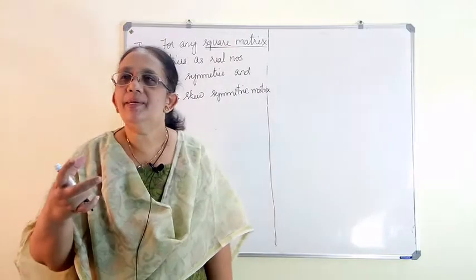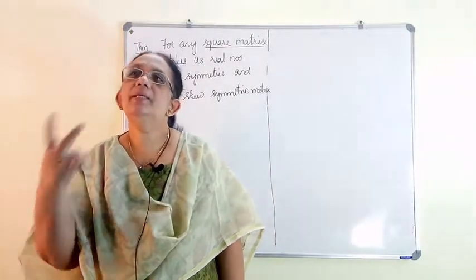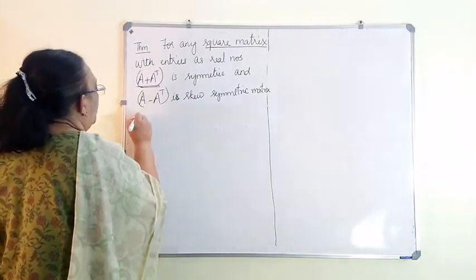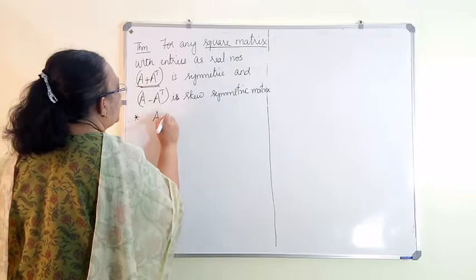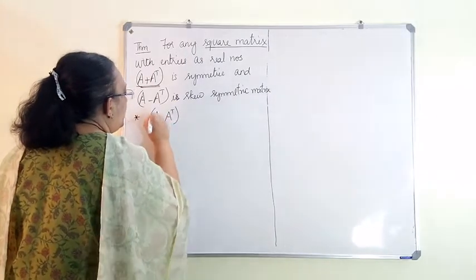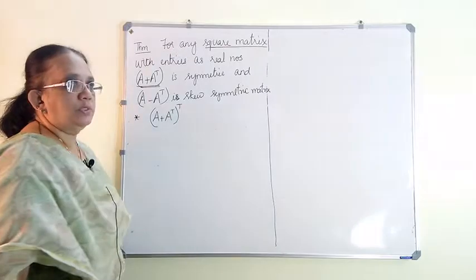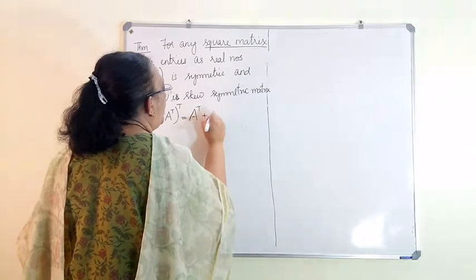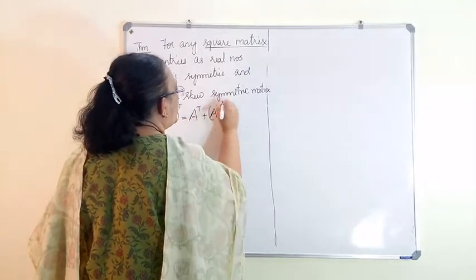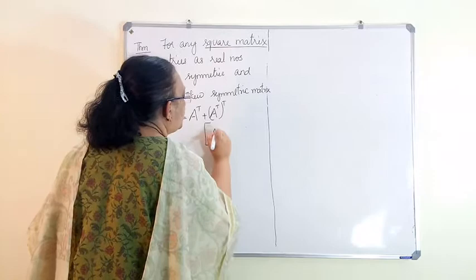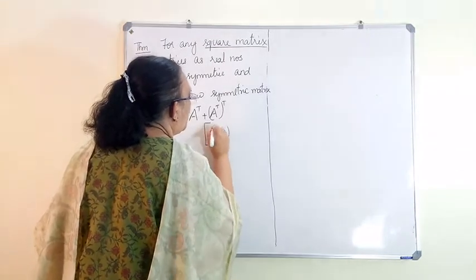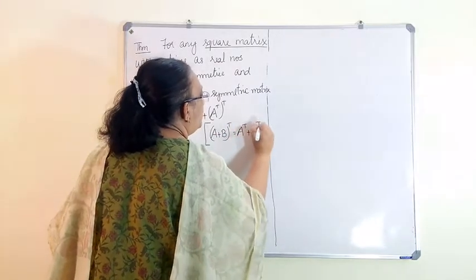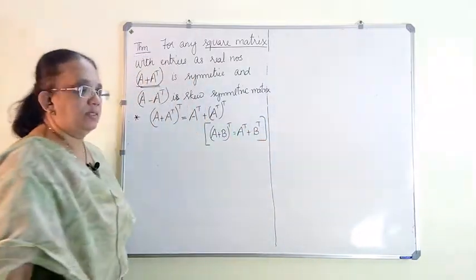What do you mean by skew symmetric? When you take the transpose, you get the negative of the matrix. Keep in mind. So, first property, we have to prove that A plus A transpose is symmetric. That means you are finding out the transpose. It is equal to A transpose plus A transpose the whole transpose. What is the reason? Because you have studied A plus B the whole transpose is equal to A transpose plus B transpose. These are the properties you have studied with transposes.